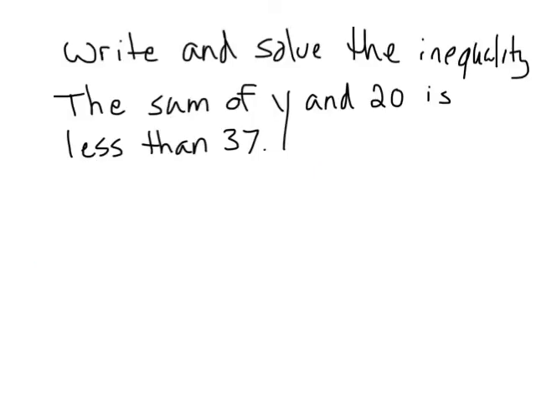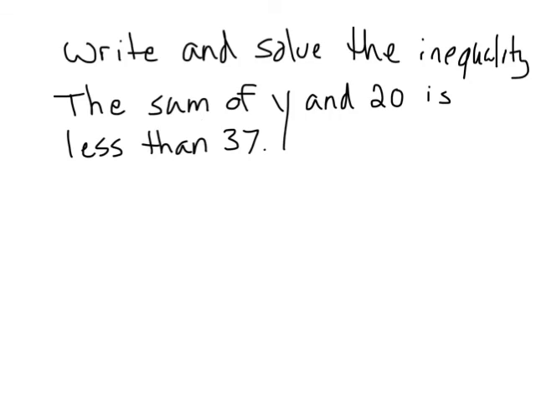Finally, we're going to look at one verbal problem. Write and solve the inequality: the sum of y and 20 is less than 37. So this is an inequality. Sometimes less than represents subtraction, but in this case, when you see the word is here, we have to understand that is less than takes the place of the equal sign, so it is an inequality. If there were an additional word here, like is 5 less than 37, then it would not be an inequality. But since it just says is less than, that is your inequality.